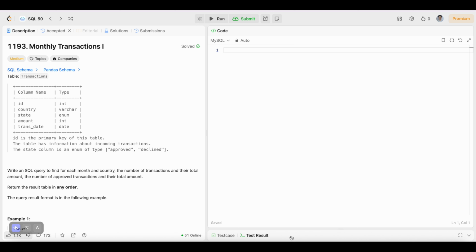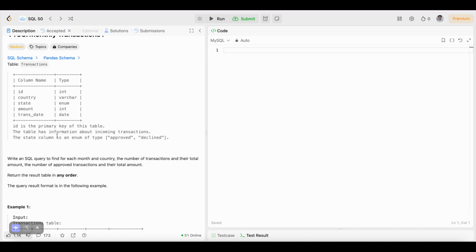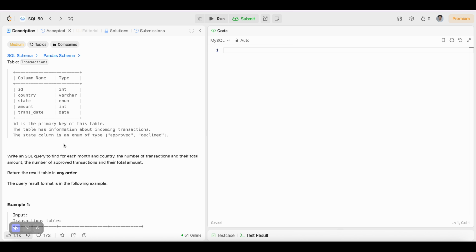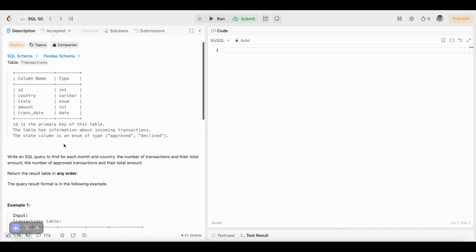So today we are going to solve one of the LeetCode SQL problems, which is one of the top SQL problems in LeetCode and the SQL 50 list. Let's see this problem. We are given a transactions table with columns like ID, country, state, amount, and transaction date, where ID is the primary key for this table.